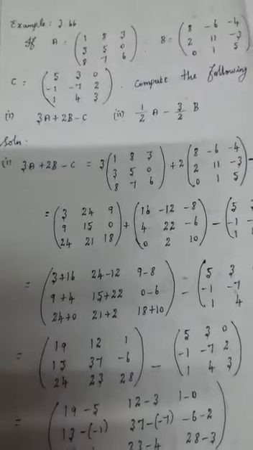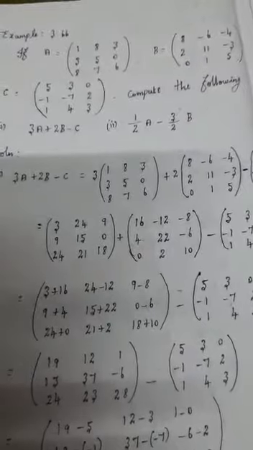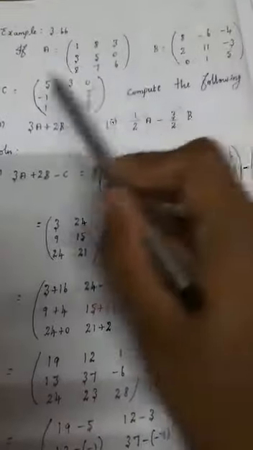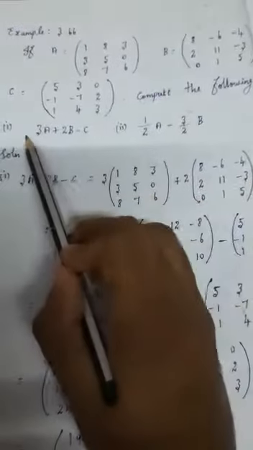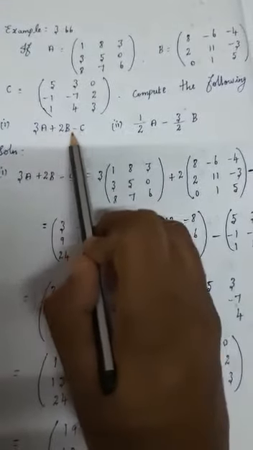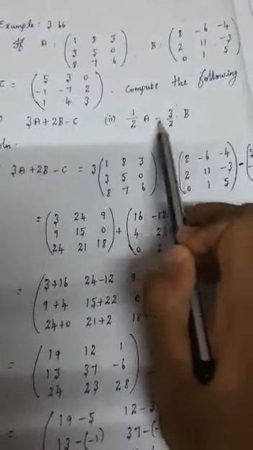Now let us see example 3.66. Now see the question. A is one matrix they have given, B is one matrix they have given, and C is also one matrix they have given. They have asked to find the value of the first question, that is 3A plus 2B minus C, and the second question, half into A minus 3 by 2 into B.